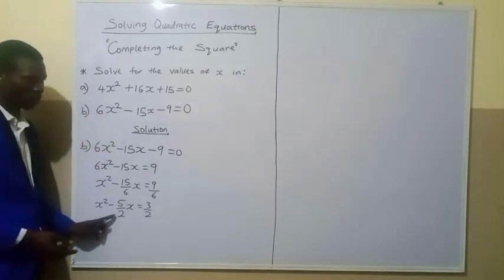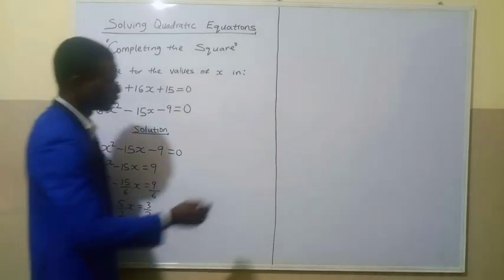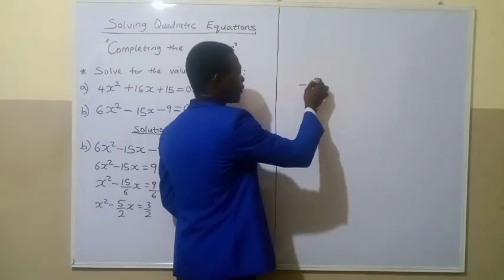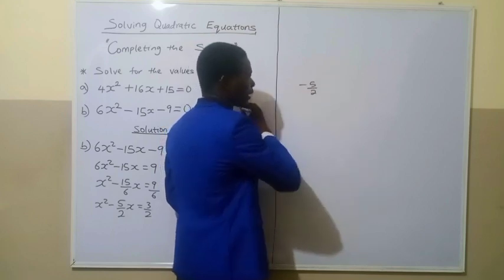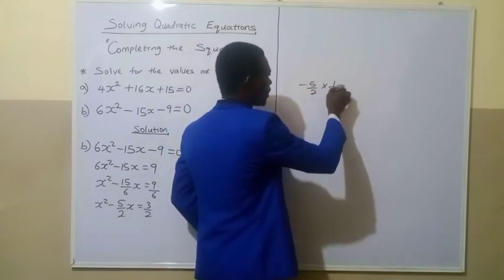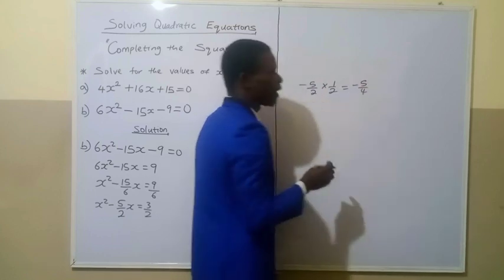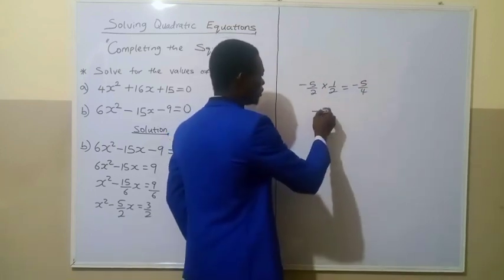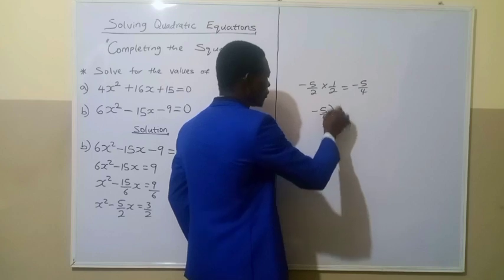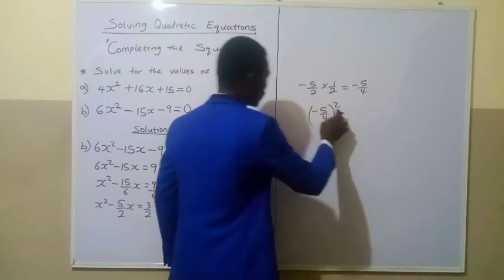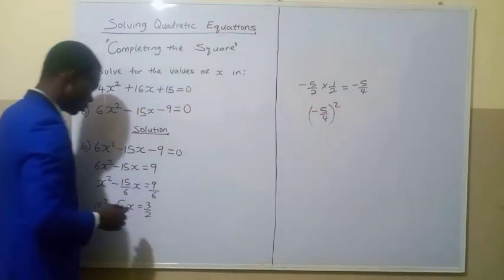The next thing to do is I'm going to take the coefficient of x. This time around, the coefficient of x is negative 5 over 2. And like I did before, I'm going to halve it, multiply by 1 over 2, and that's going to give me minus 5 over 4. And when I have this minus 5 over 4, what do I do with it? I am going to have minus 5 over 4 squared. And it is this square I'm going to add to the two sides of the equation.